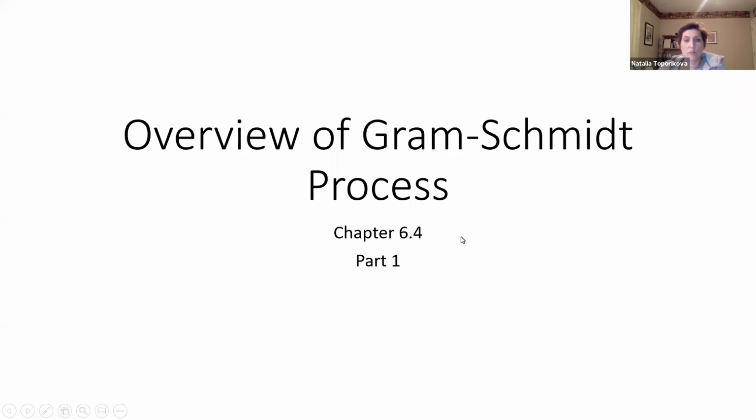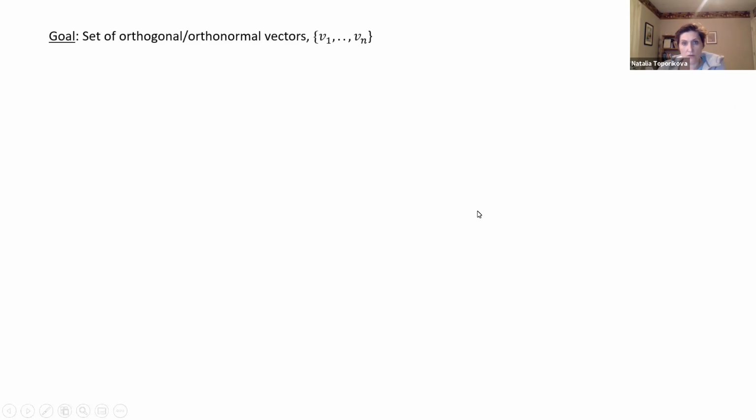This is the first part of chapter 6.4, and we will talk about a general overview of the Gram-Schmidt process, or the process of orthogonalization. So the final goal of the Gram-Schmidt process is to get a set of orthogonal or even orthonormal vectors. And we will call this orthogonal set from V1 to Vn.